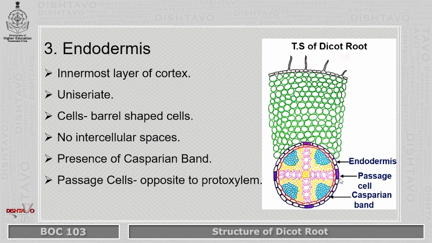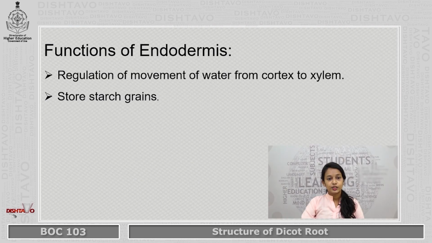The next is passage cell. Opposite to the protoxylem, there is a passage cell which helps in transport of water from cortex to the xylem. Functions of endodermis: it helps in regulation of movement of water from cortex to xylem. They also store starch grains.